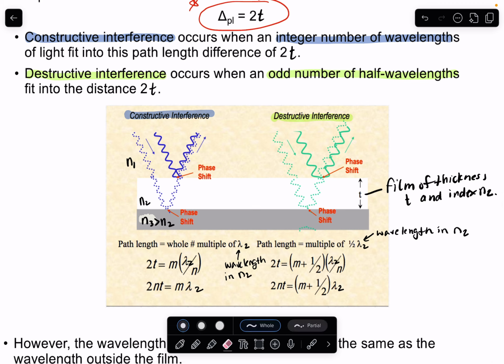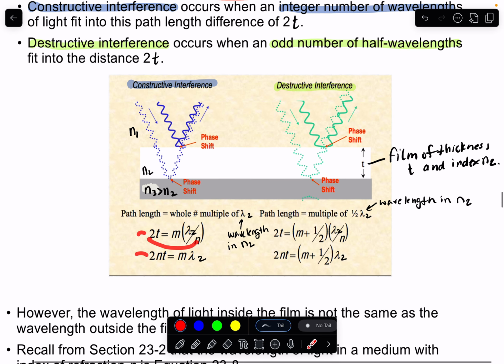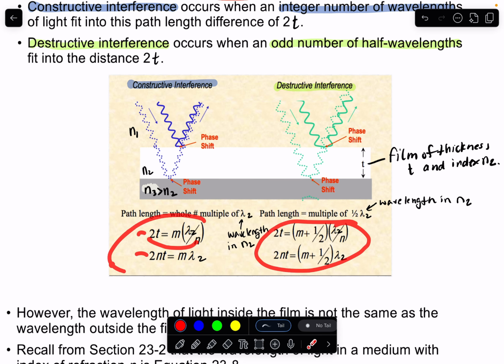These are the exact same equation, but we just moved n over so that it looks a little bit nicer. Both are the same equation, just with n moved over for one of them, and the same goes for this. So here are the constructive conditions, and the destructive conditions on the right.